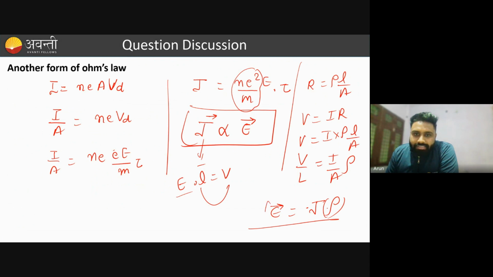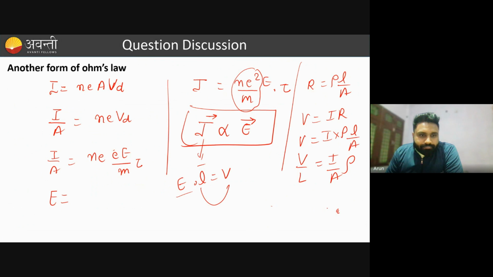So the same form is Ohm's law: voltage applied, or electric field, equals current density into resistivity. V is equal to IR, the same form as this. Got it? Now this form is, sorry, E is equal to rho into J. This is another form of Ohm's law.